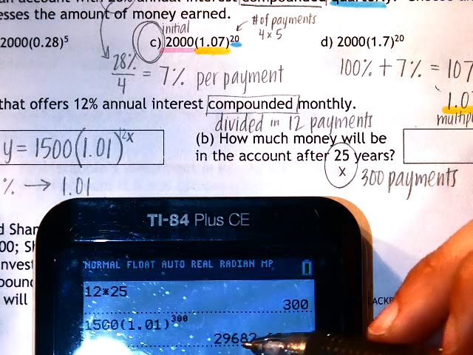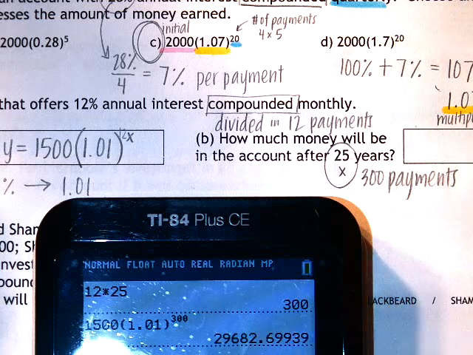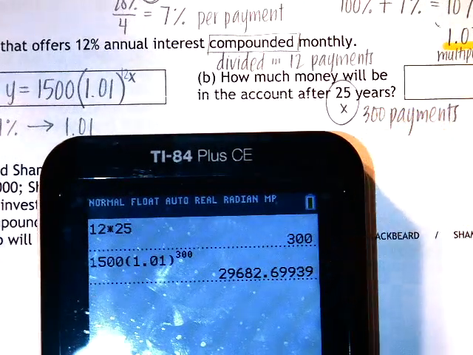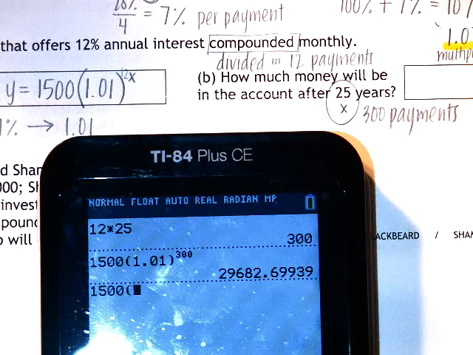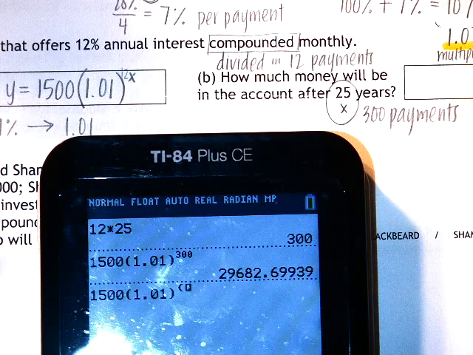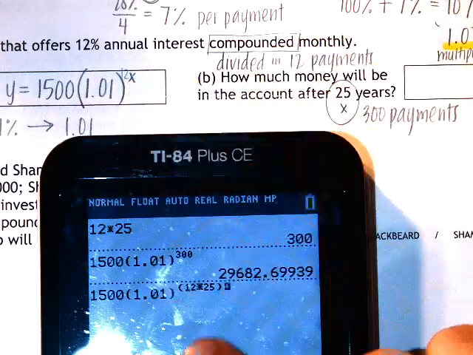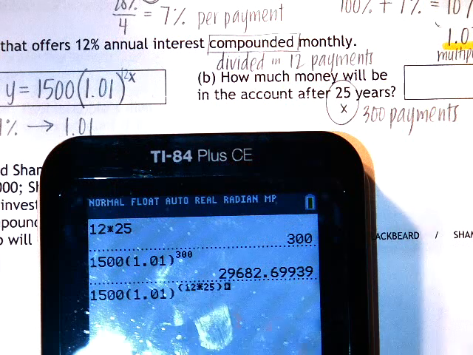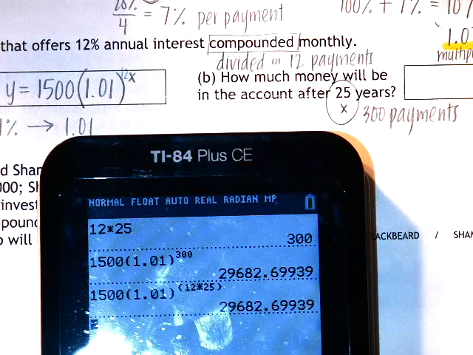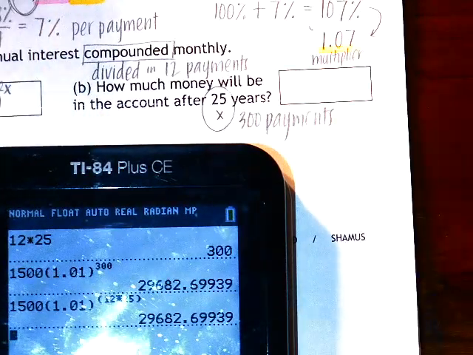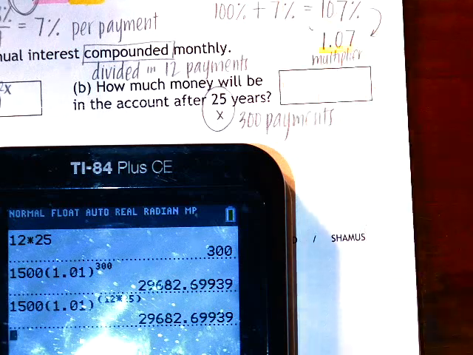That's $29,682 and about 70 cents. Now, if I didn't want to do that 300 payment calculation, watch as your calculator can actually handle this all at once. If you have a calculator, especially that has parentheses buttons, you could do in parentheses 12 payments a year times 25 years all in one, and basically type the original equation exactly as you see it, and notice the calculator would give you the exact same answer. So you can kind of type it whichever way suits the calculator you have. It just sort of depends on what access you have and what your screen looks like.